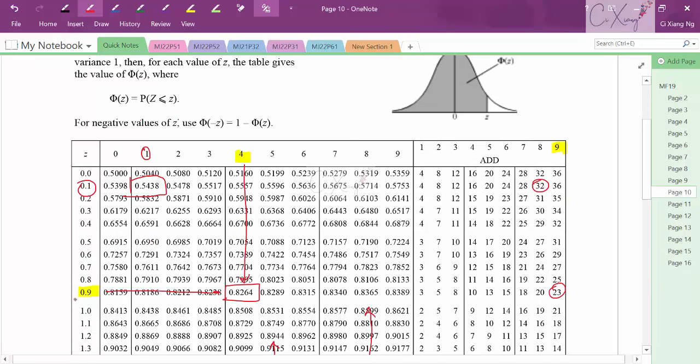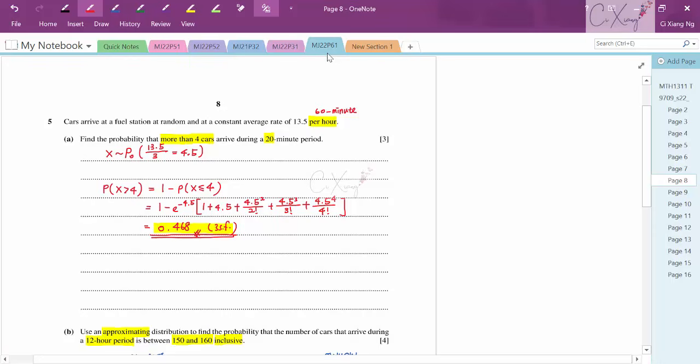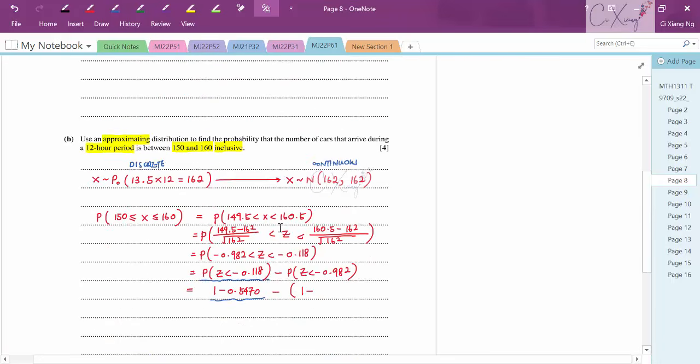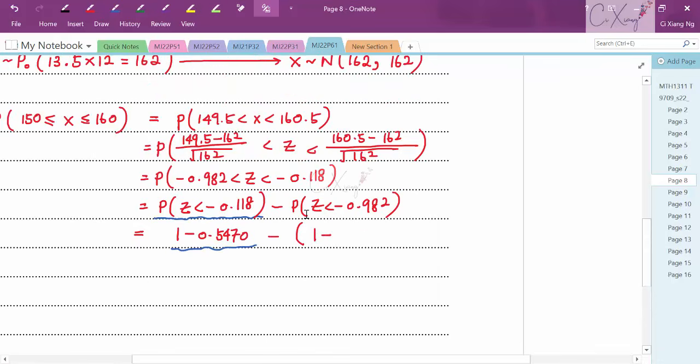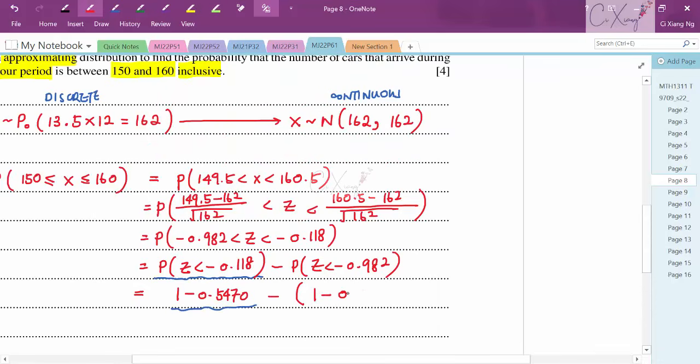0.9. So 0.9 is this one. 8 is this. 8365. 2 is a 5. So when you take 8365 plus 5, you have 8370. So again, if I want to continue the calculation for this part, I'm having 1 minus 0.8370. So try to simplify the answer, you'll get a very nice value where it is equals to 0.29.